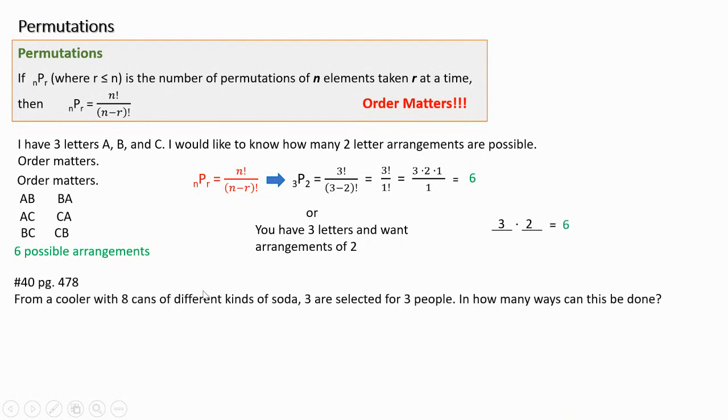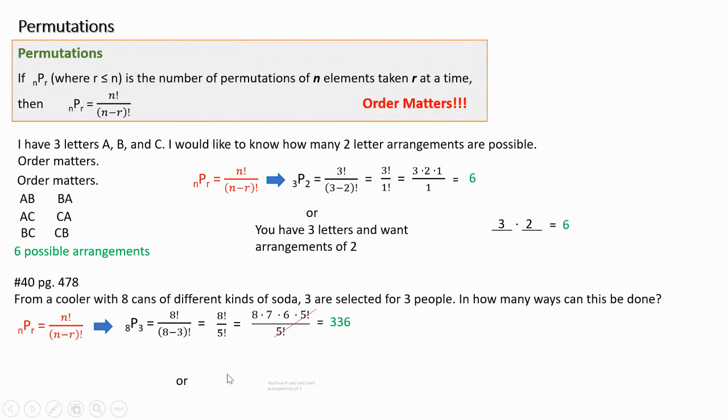Okay, example number 40 from page 478. From a cooler with 8 cans of different kinds of soda, 3 are selected for 3 people. In how many ways can this be done? Okay, we can use the formula. So it's going to be 8 permutation 3, which is 8 factorial over 5 factorial. It will give us 8 times 7 times 6 times 5 factorial. The 5 factorials cancel or they become 1. So we're left with 8 times 7 times 6. So my answer is 336.